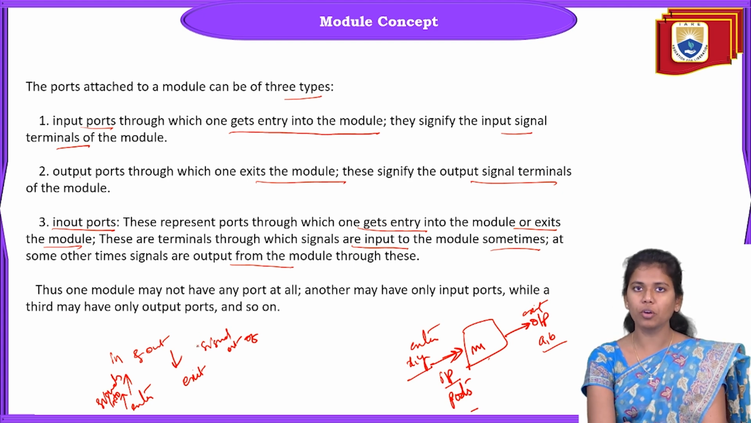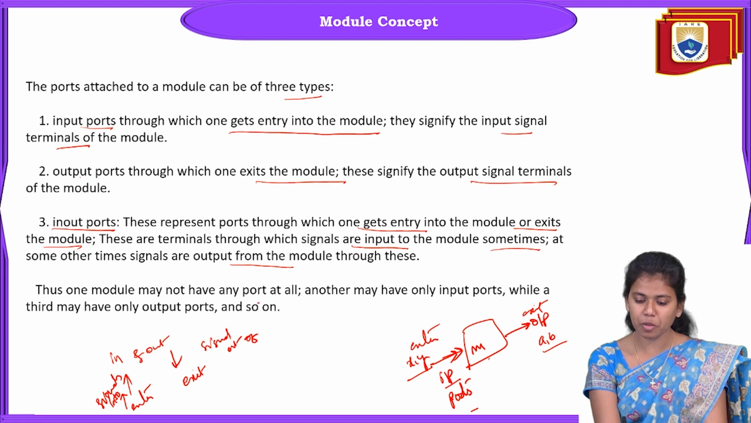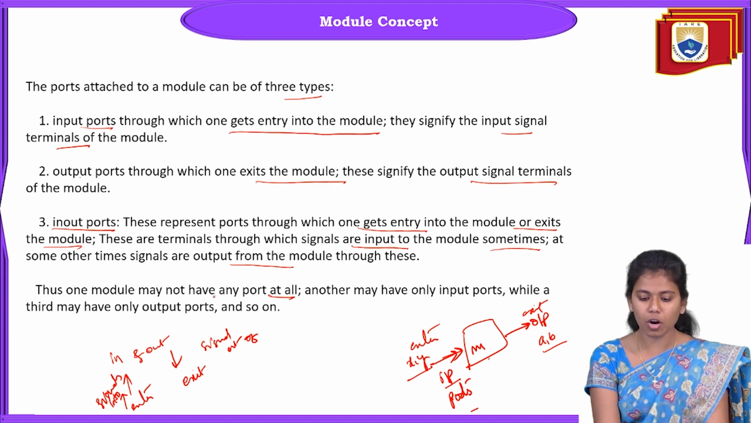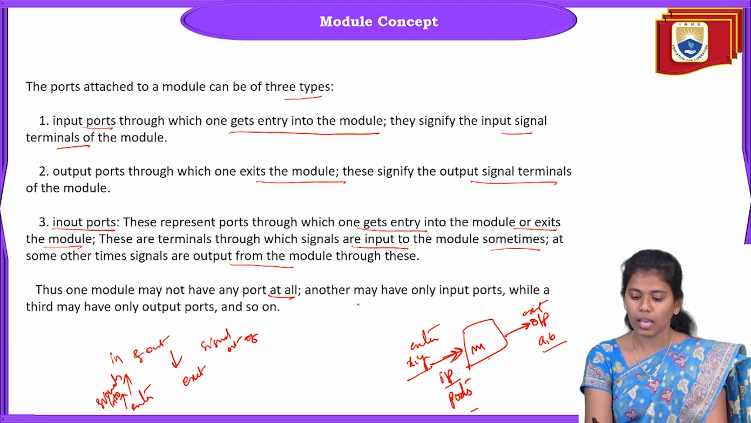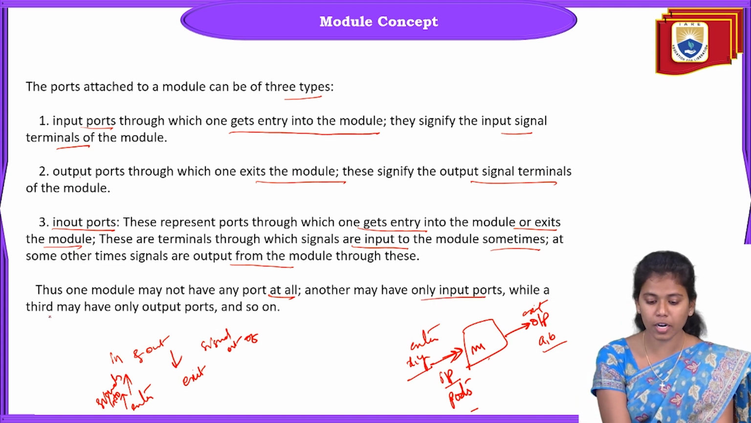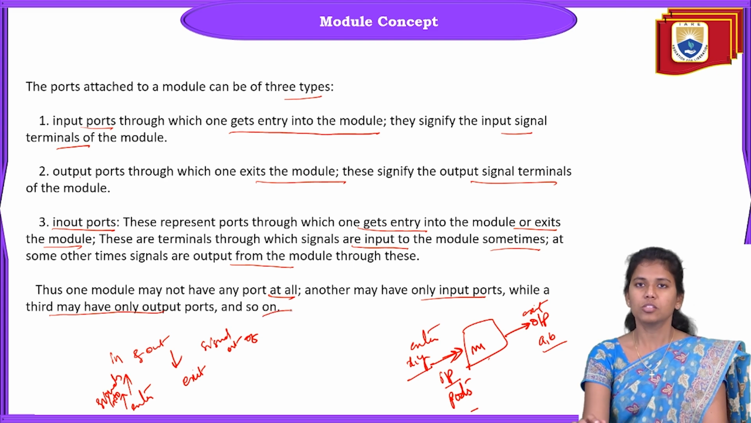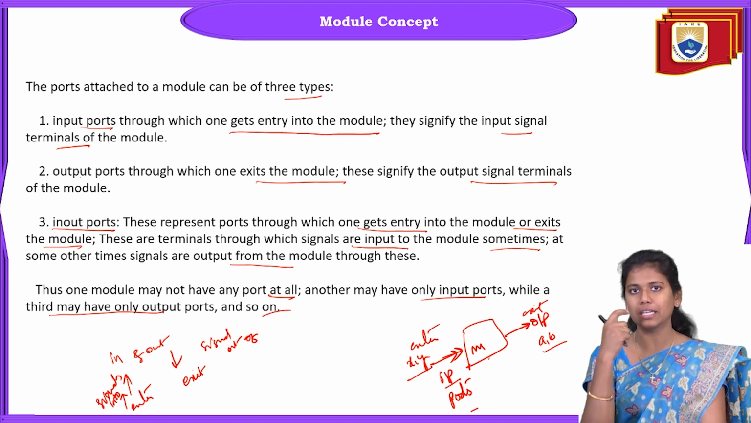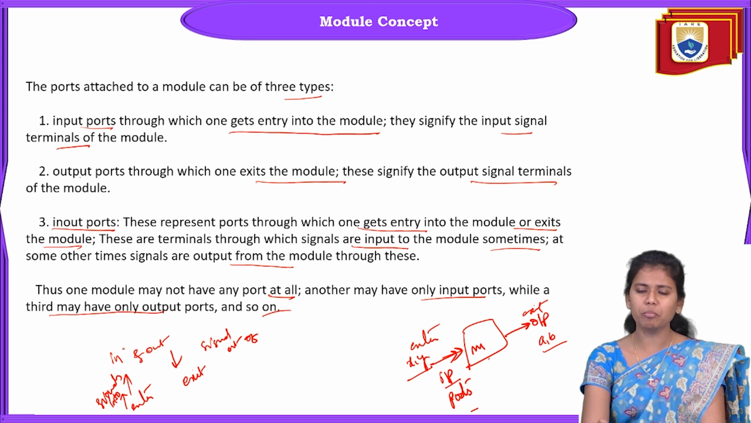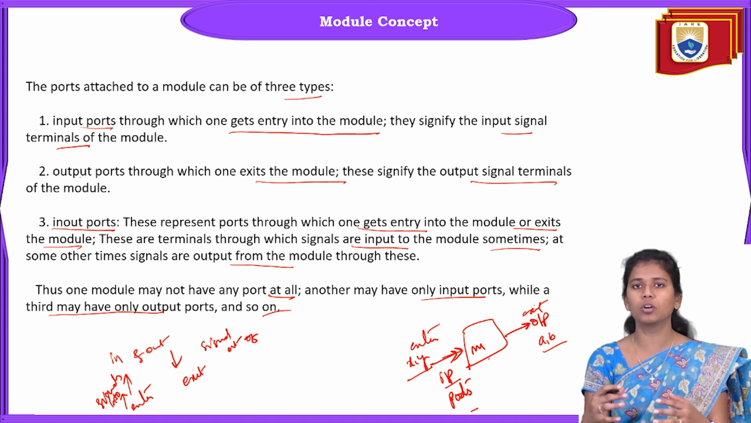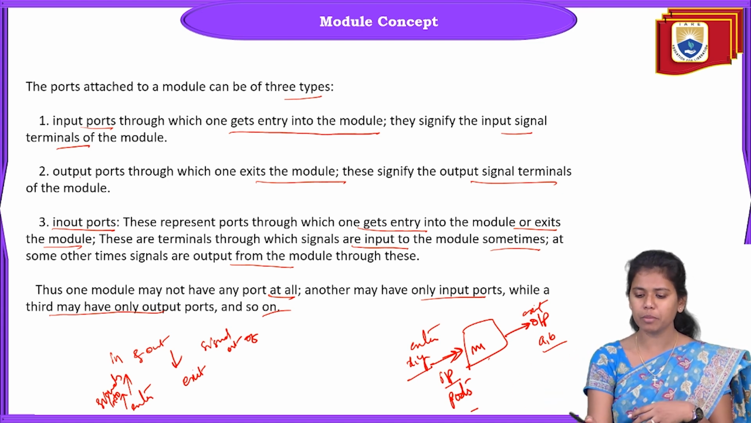Thus, one module may not have any port at all. Another may have only input ports, while a third may have only output ports, and so on. This sentence is saying a module may not have all the input ports, all the output ports, or all the in-out ports at one time. Sometimes it may have only input ports, at other times output ports, and so on.